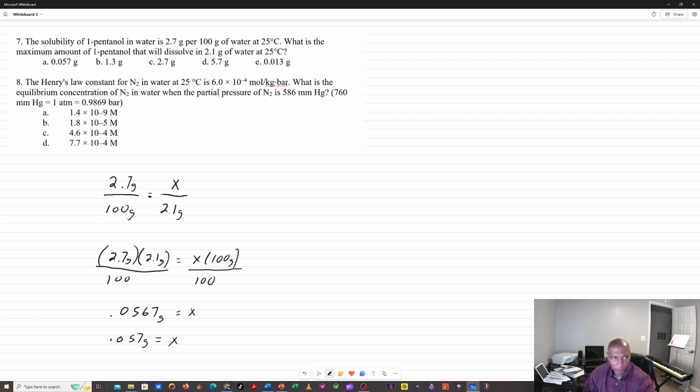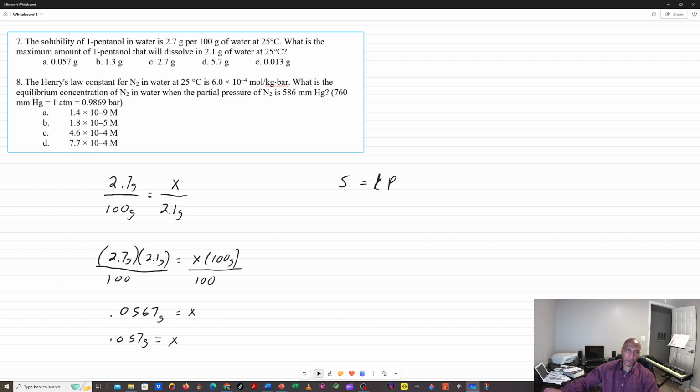We're still going to use the same basic concept. We're going to take the K times the pressure is equal to S. If you want to put a C right there, you can. Some textbooks use C instead of S. That's fine. You're still going to use that equation. And so what is the equilibrium concentration of nitrogen? Since they asked for concentration, I know I'm going to solve for S, when the partial pressure is 586 millimeters of mercury.